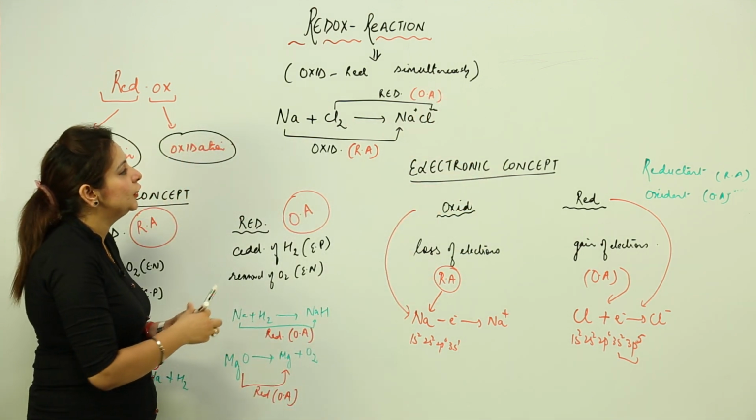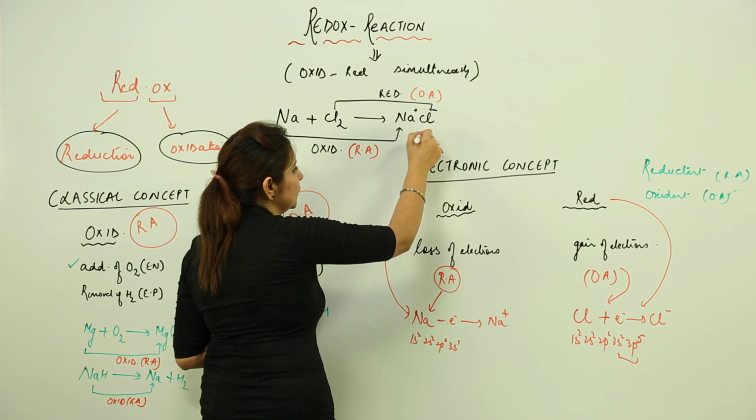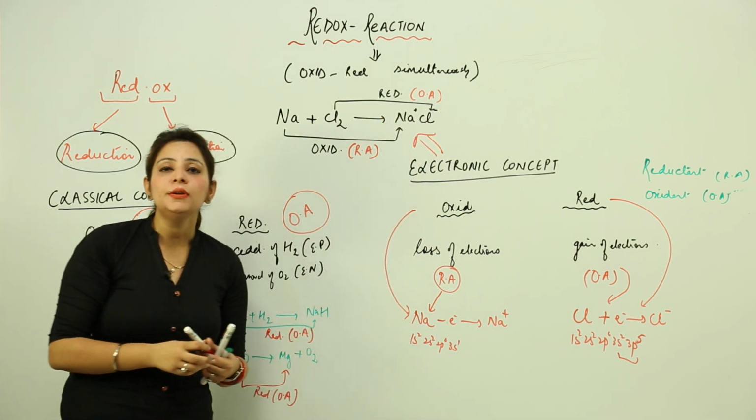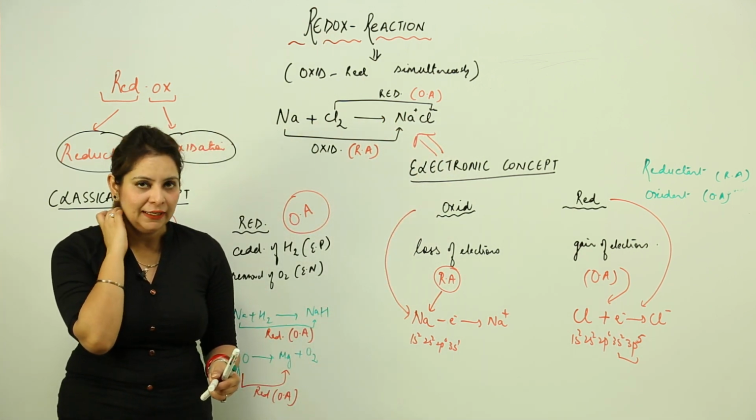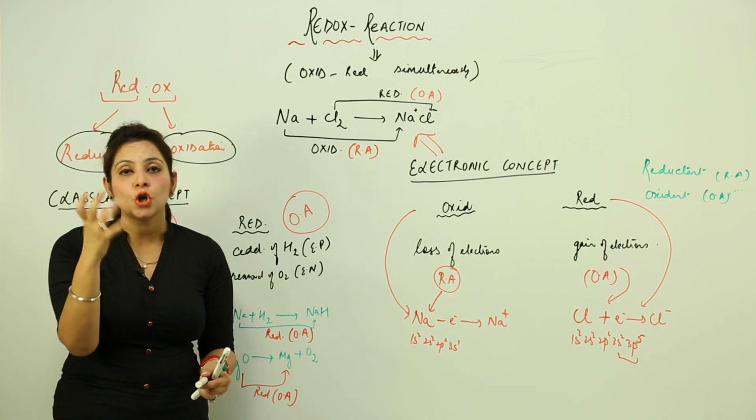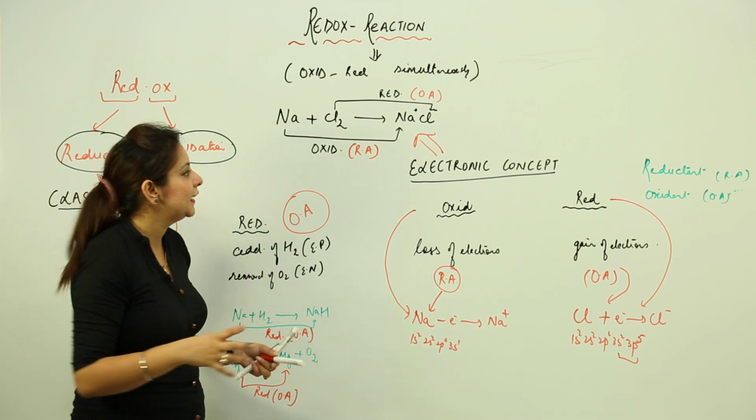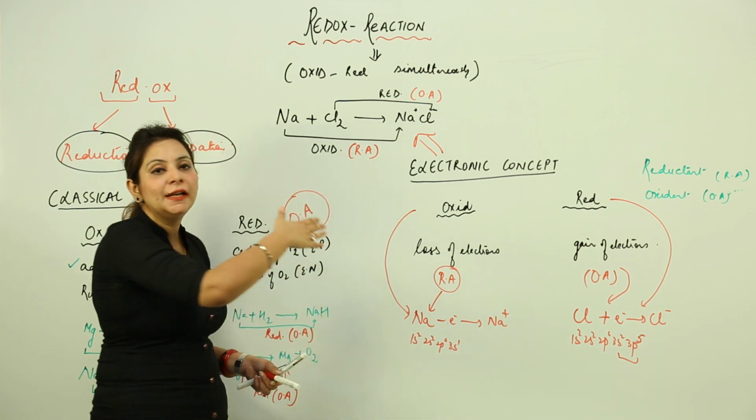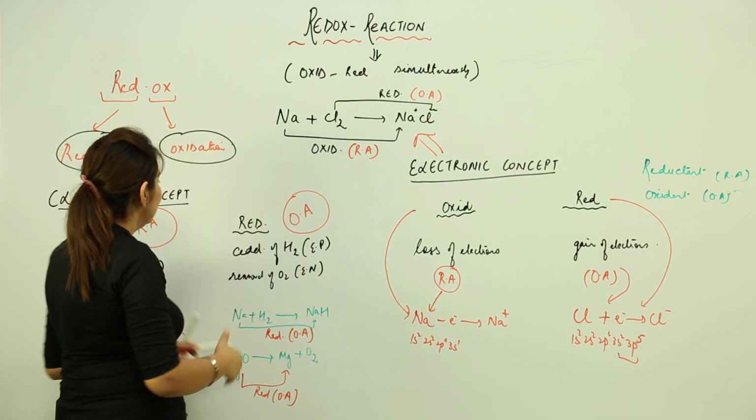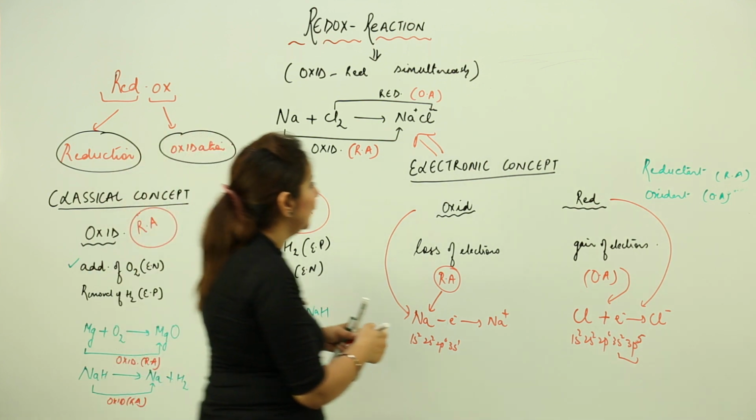So this is merely on the basis of the electronic concept, because when I explained it, I told you that it is losing an electron and it is gaining an electron. That means I took the electronic concept into consideration. So that's why this reaction is based on the electronic concept. But if we talk about the classical concept, we can take an example.